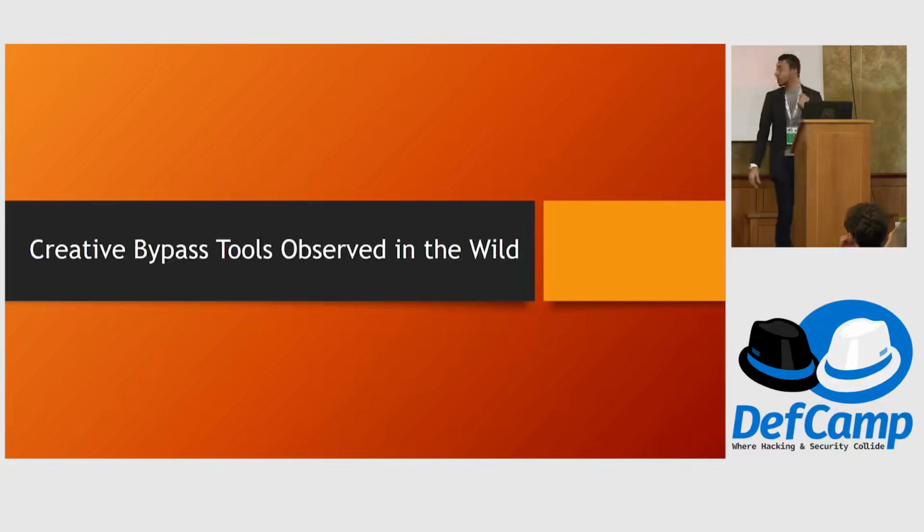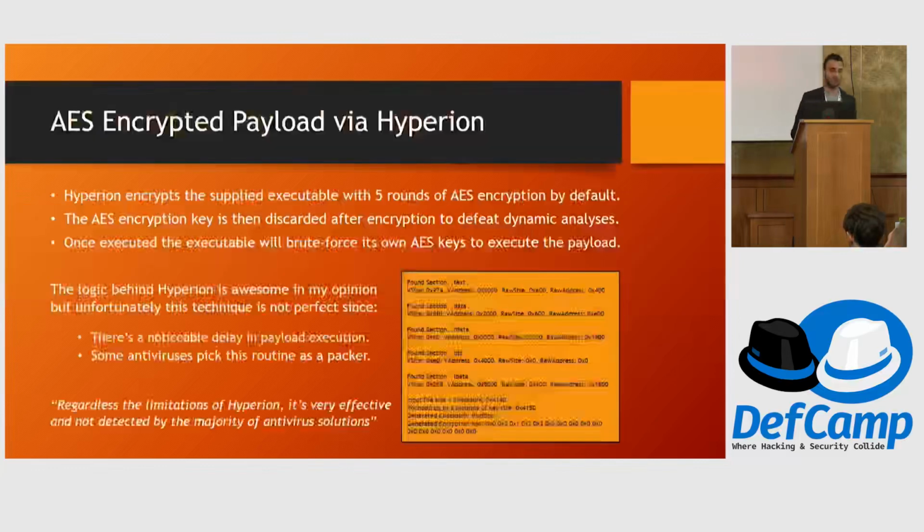This is about creative bypass tools I observed in the wild. I'm not talking about Veil today. I know it's disappointing. Veil is really nice, but today I'm talking about tools which are maybe not very well known. Is anyone familiar with Hyperion?